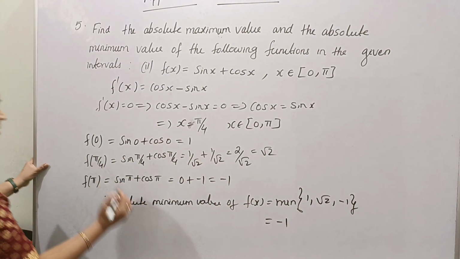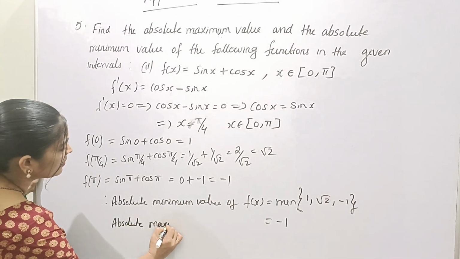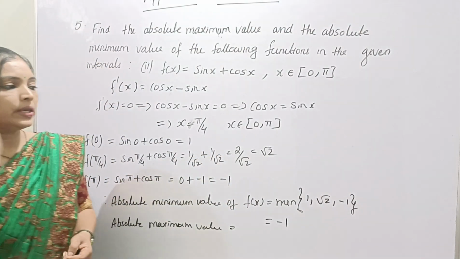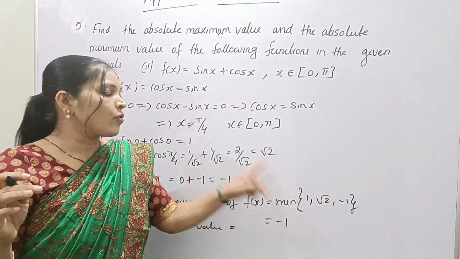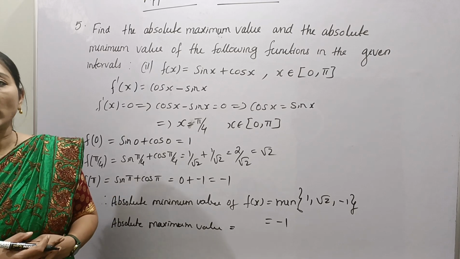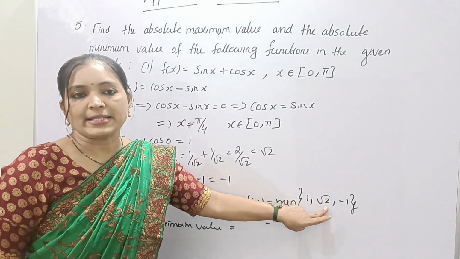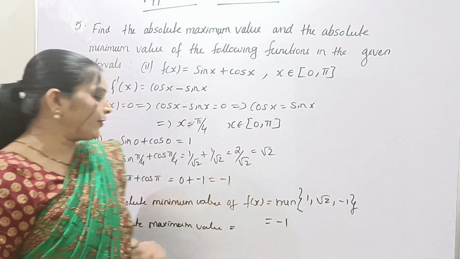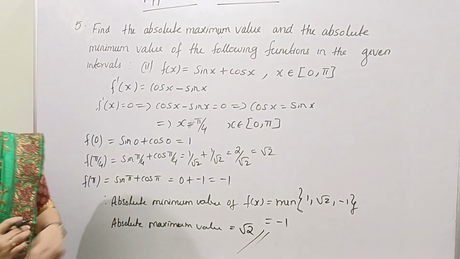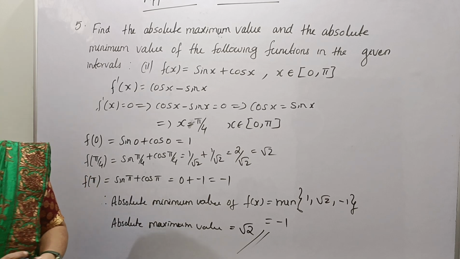So what is the absolute maximum? The absolute maximum value is equal to the maximum of 1, root 2, minus 1. Which is greater? Root 2 is greater, right? We know that root 1 is 1. Okay, so root 2 is always greater than 1. Therefore root 2 is the maximum value among these values, right? So the absolute maximum value of the function is root 2. Okay, the absolute minimum value of this function is minus 1 and the absolute maximum value of this function is root 2.